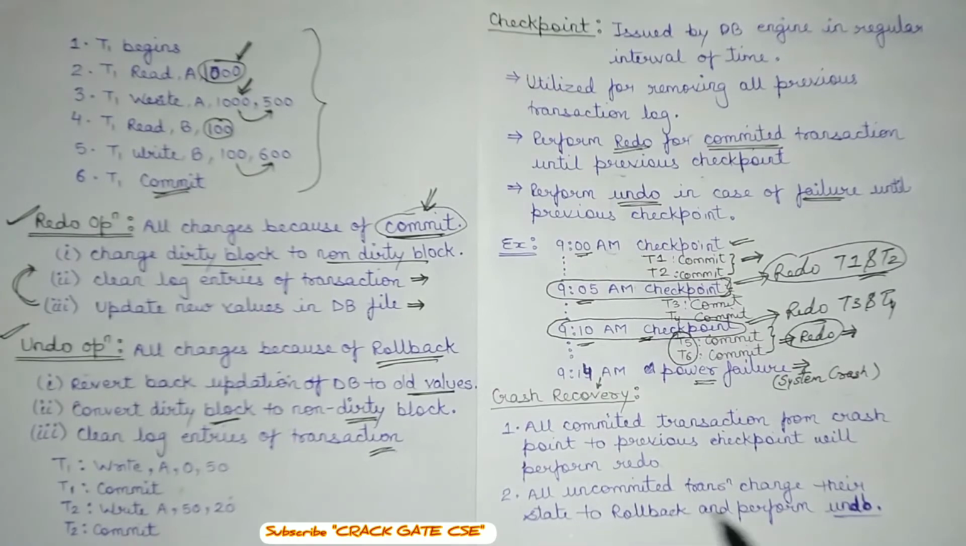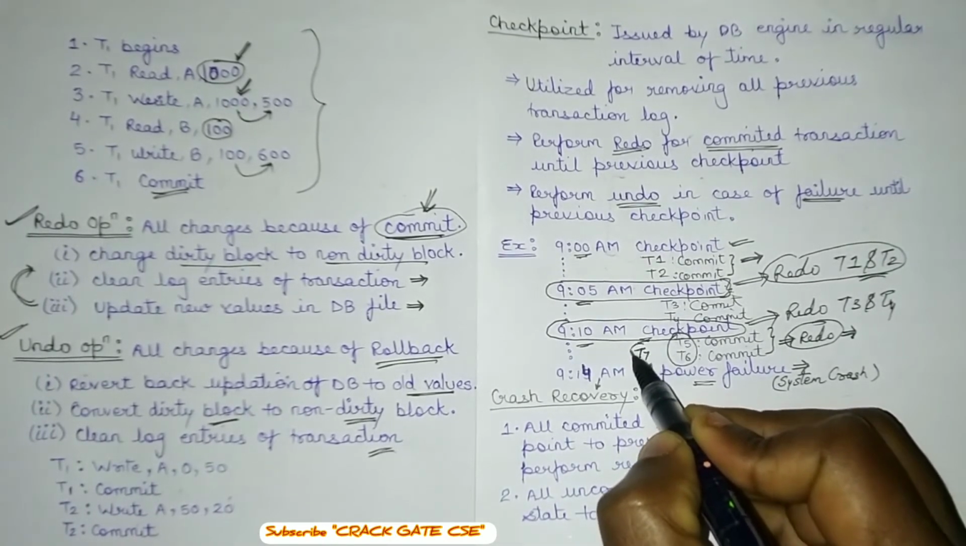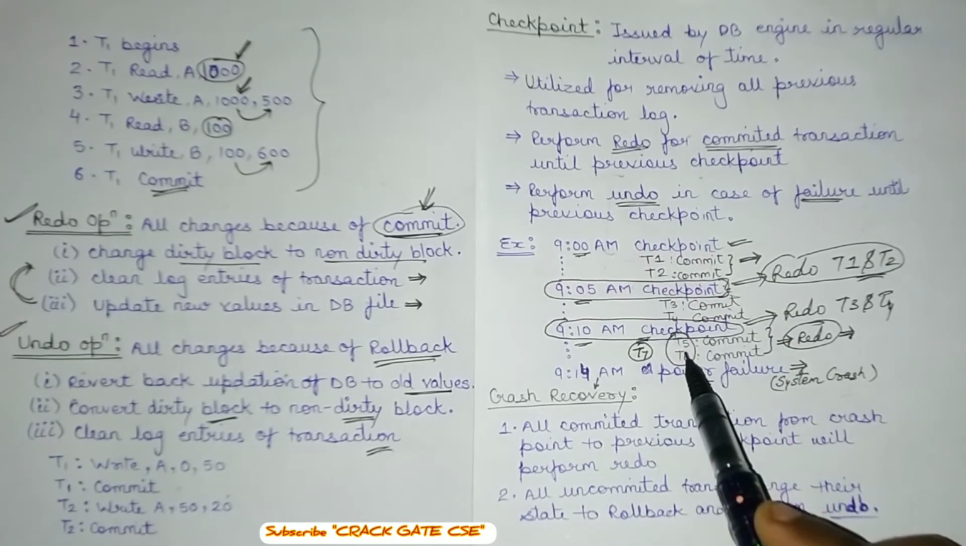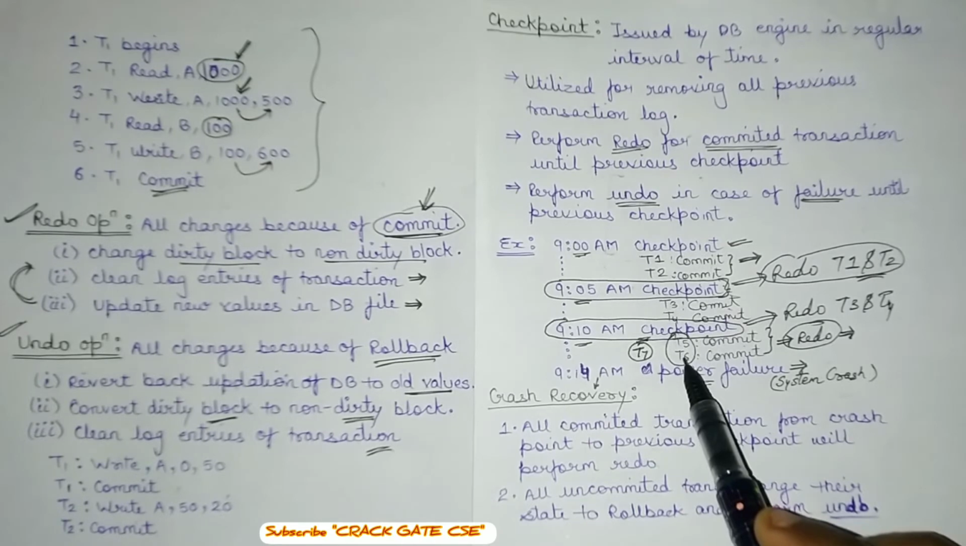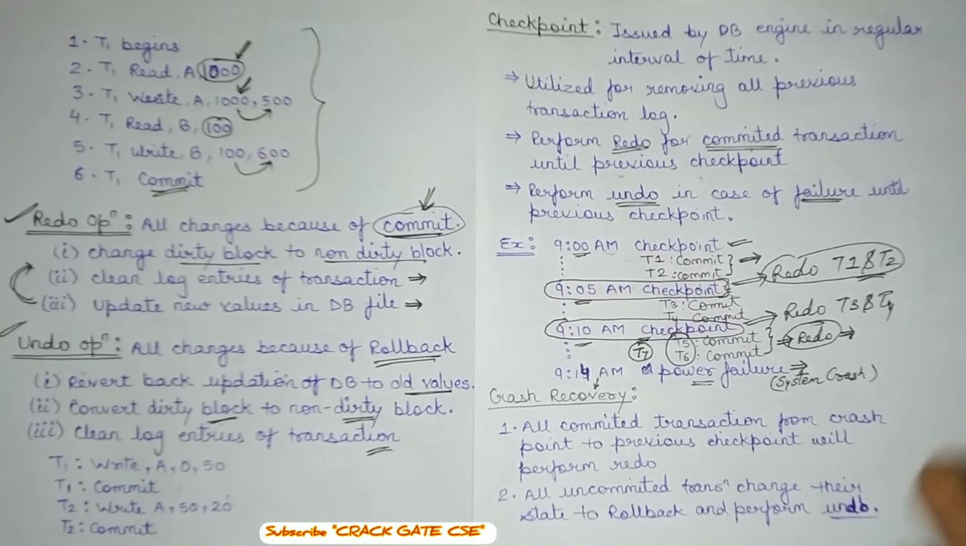And all uncommitted transactions change their state to rollback and perform undo. Let's say that apart from T5 and T6 there is a transaction T7 which is not committed. If it is not committed, it will be in a rollback state, and these two are committed, so these will do the redo operation and T7 will do the undo operation.